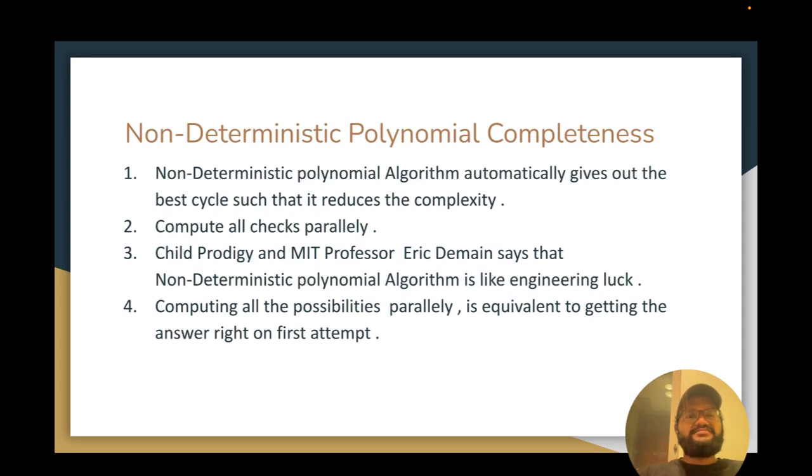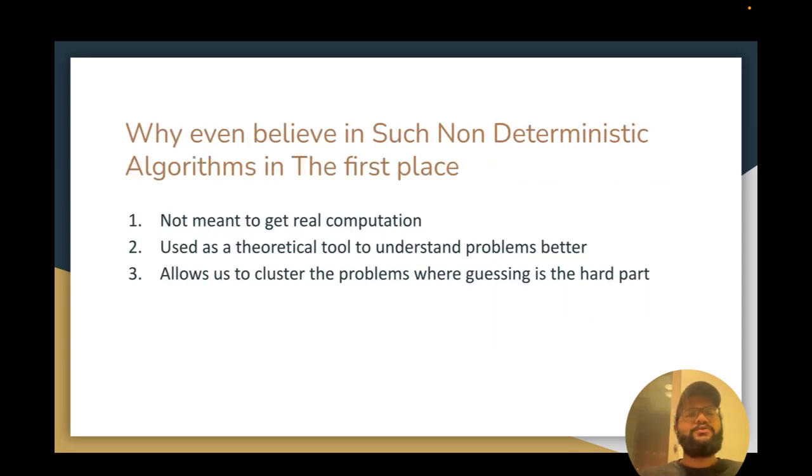Now, this sounds a bit problematic, or a bit different: how can you factor in different outputs on a similar input? How is this not randomly choosing the outputs? How does that make sense? Why even believe in such non-deterministic algorithms in the first place? So there was a purpose for which non-deterministic algorithms were established. The whole purpose is not for real computation. Such random outputs cannot be factored in to get real answers or to put up real computations. These were used as tools to understand the problem better.